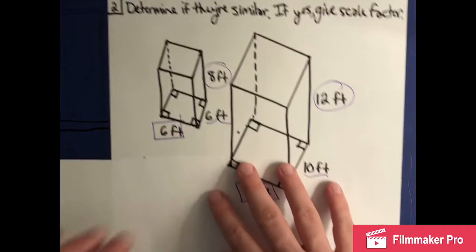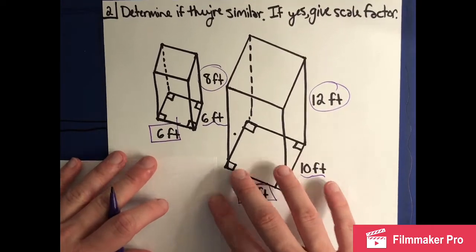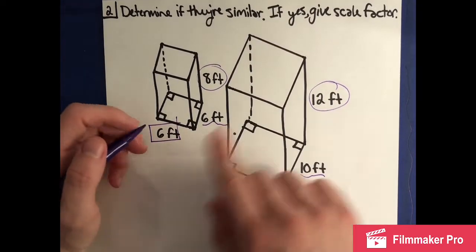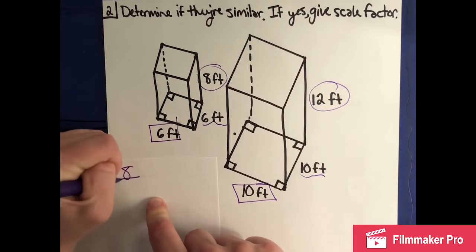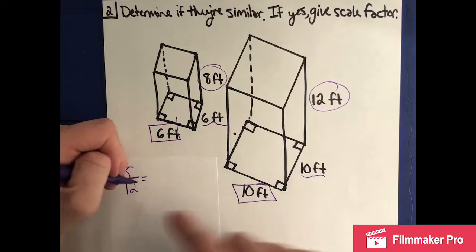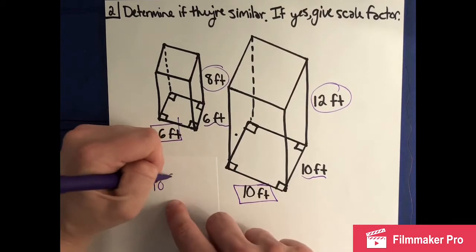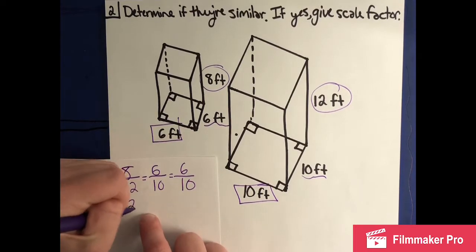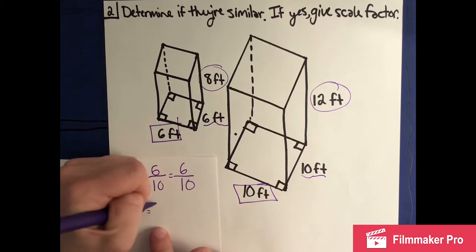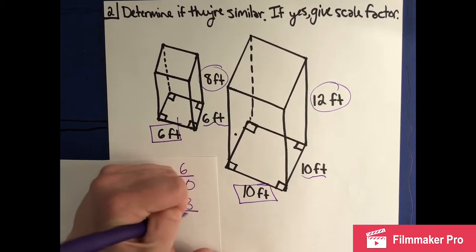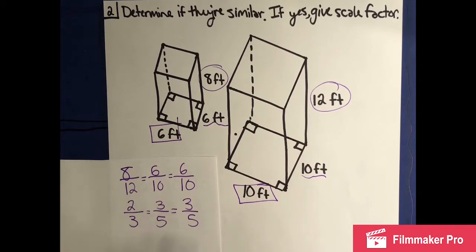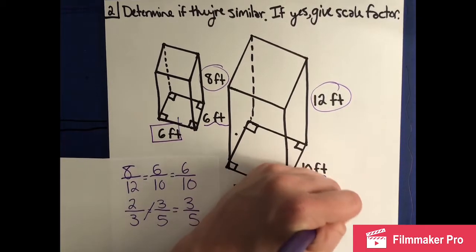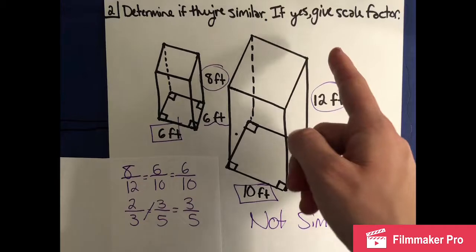I then have here, okay. So looking at this, it says determine if they're similar. Same thing, let's set up our proportions. So here I might go 8 over 12 equals 6 over 10. Simplify. So here 4 goes into each. 2 goes into each. However, this is not the same. Therefore, this is not similar. And remember, you can't give a scale factor if it's not similar.